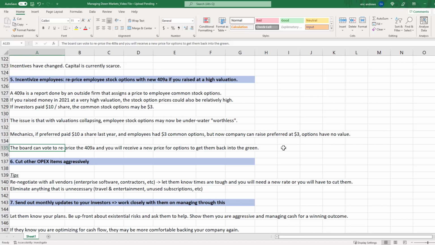So think about doing this. It's a great thing to keep your employees incentivized and to keep them coming in and working hard during a hard environment.